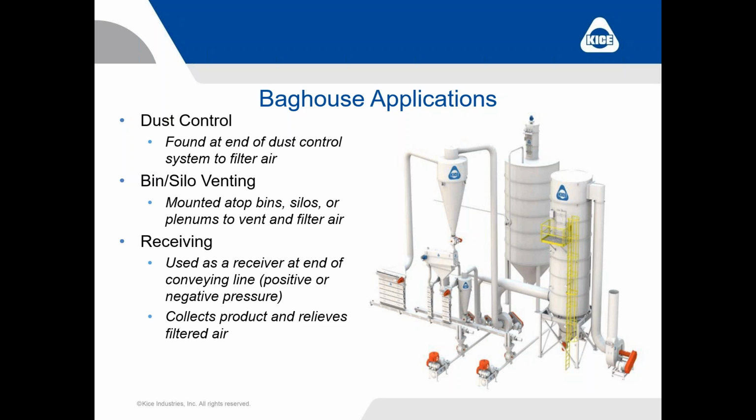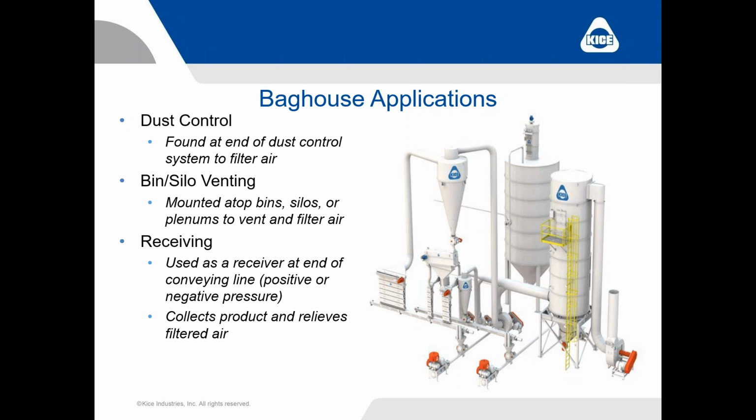And of course, receiving. We can use a baghouse filter at the end of a receiving line, whether it's a positive pressure system or a negative pressure system. We can use a baghouse to capture the material and inject it into a process, whether it's gravity fed into a mixing bin or maybe injected through an airlock valve into a pneumatic conveying line to be carried off into the process. And also in negative pressure systems, you'll see these at the end of the central vac system as a receiver. So those are just a few of the common applications.